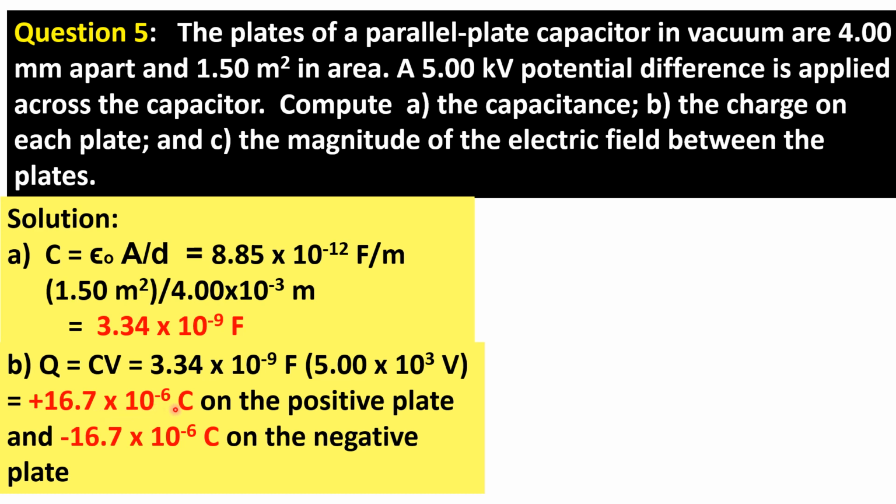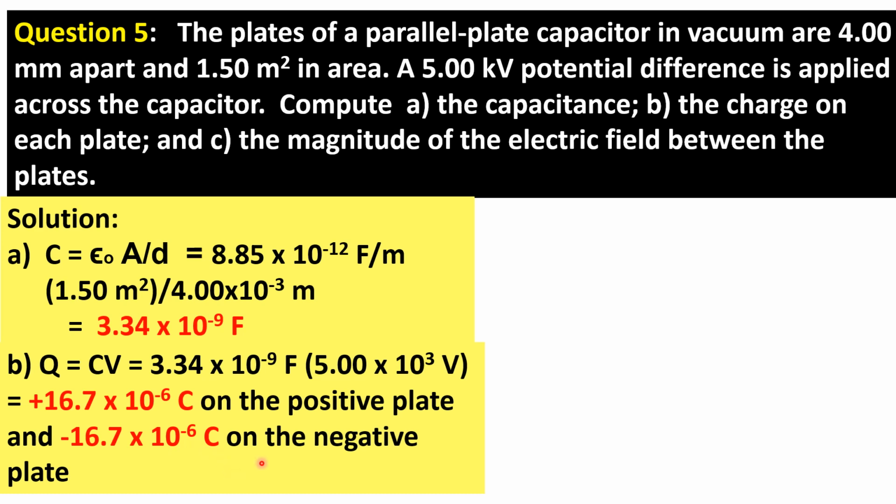And since we are asked to find the charge on each plate, we have on the positive plate, the charge is positive 16.7 times 10 raised to the negative 6 coulomb, while on the negative plate, we have negative 16.7 times 10 raised to the negative 6 coulomb.